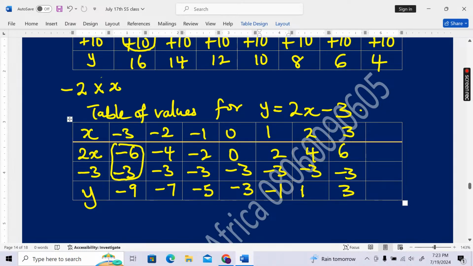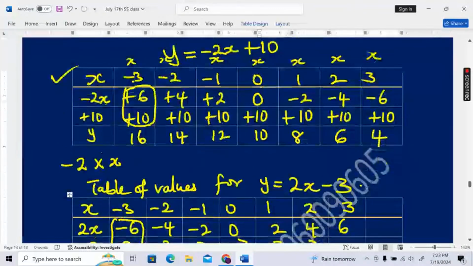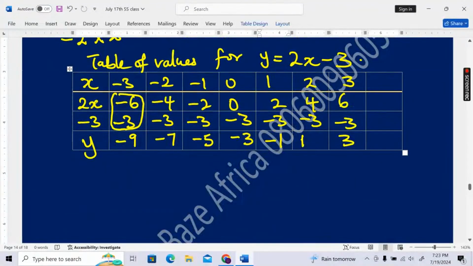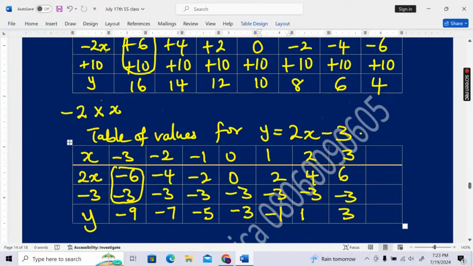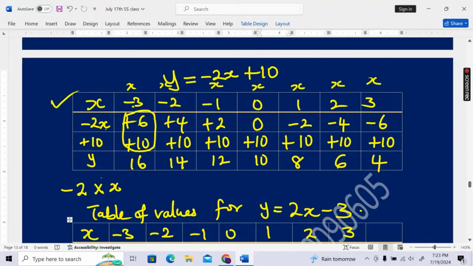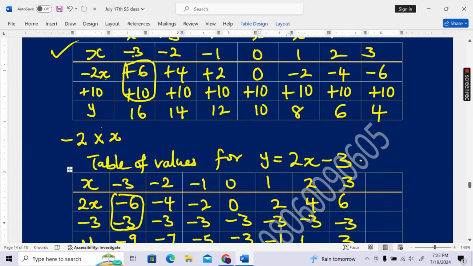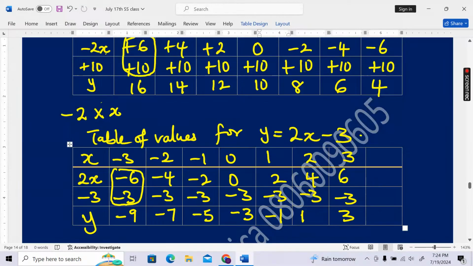In the next class, we will work towards drawing out the graph of this table of values. In case before now you didn't understand how to draw a table of values, or you've been making mistakes with your directed numbers, adding your positive and negative numbers, I believe this class is of great help to you. So this is where the class will end.